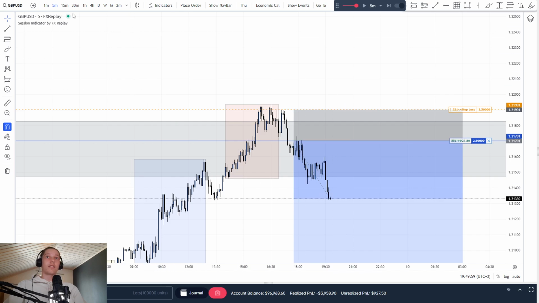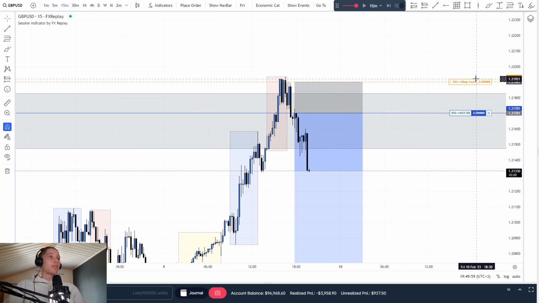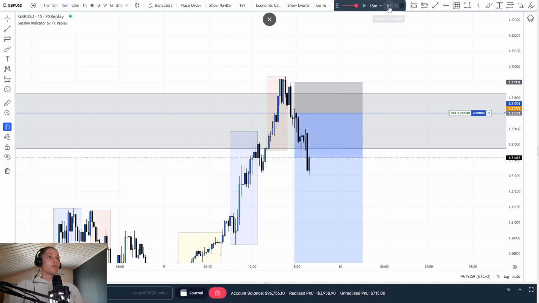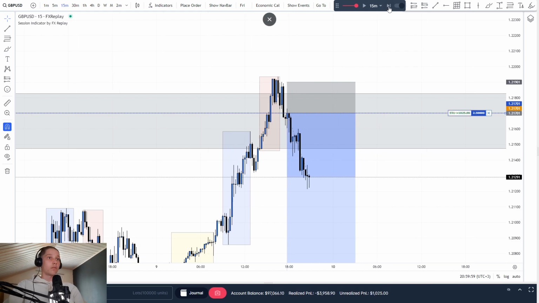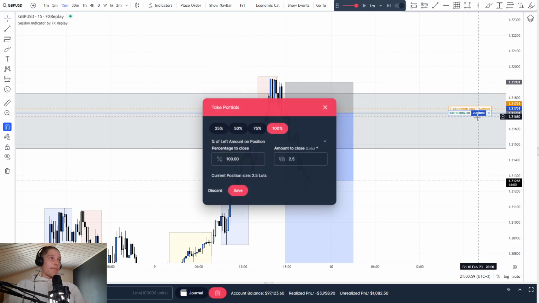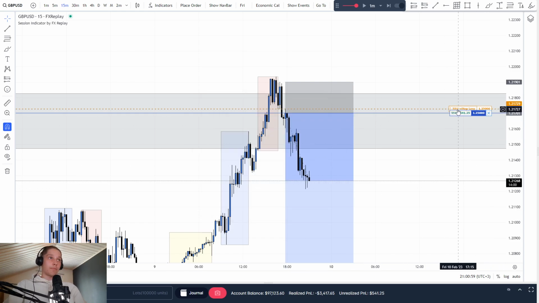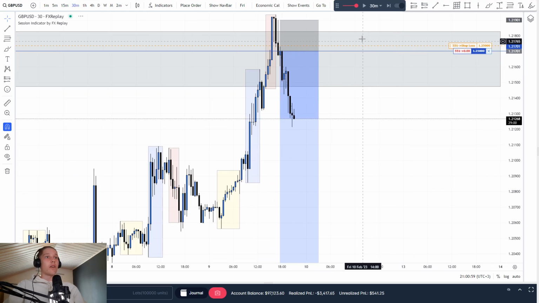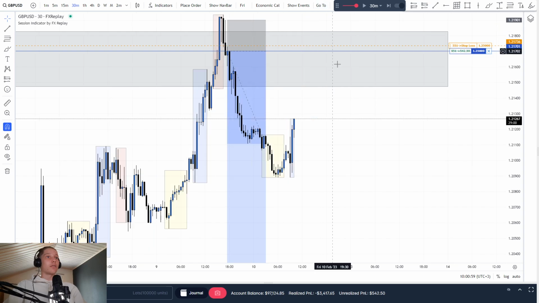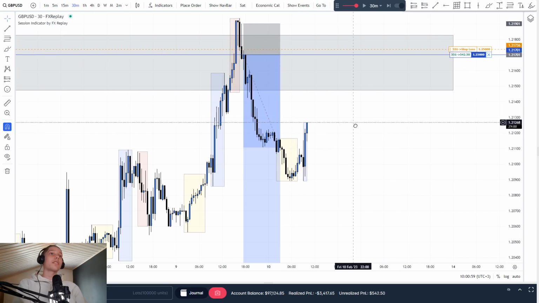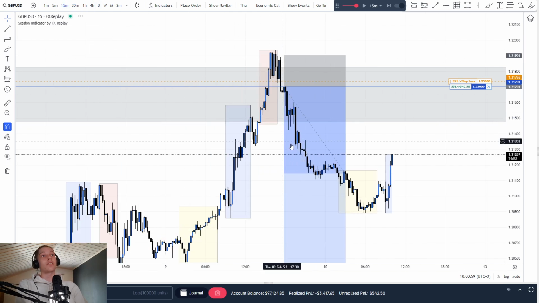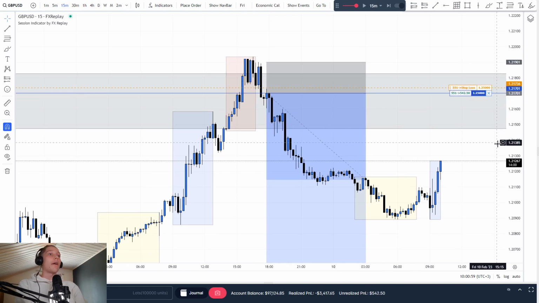You can see how that ends up breaking lower. I would be break even at this point. Let's go 50% off there, because, you know, stop at that high. That's good. And let's just go to London. So you can see how that ends up reversing from there. So that was a nice one.